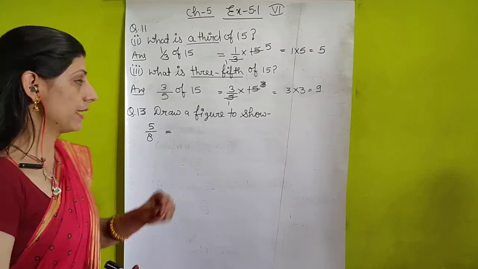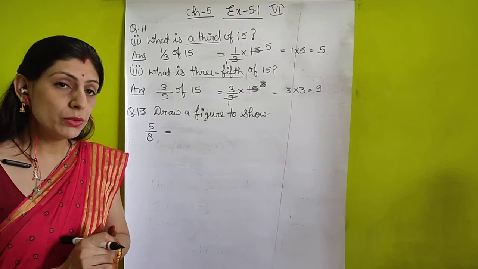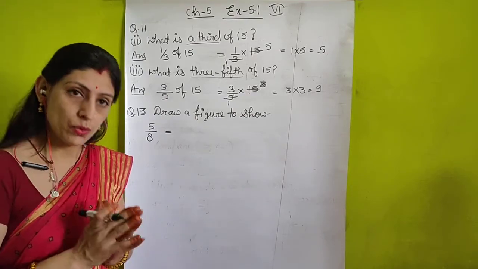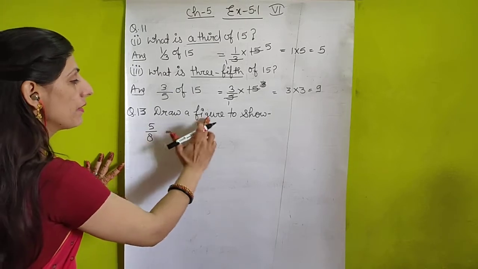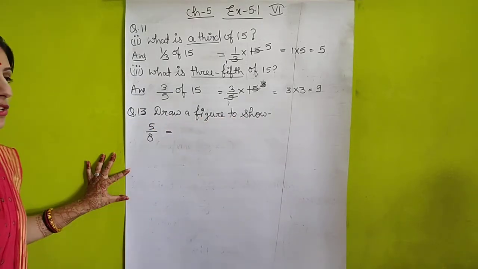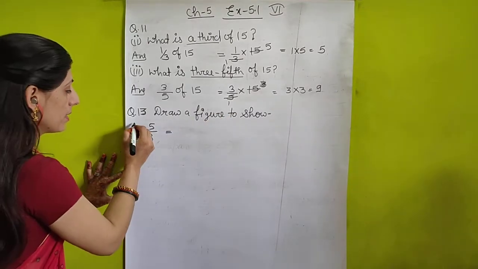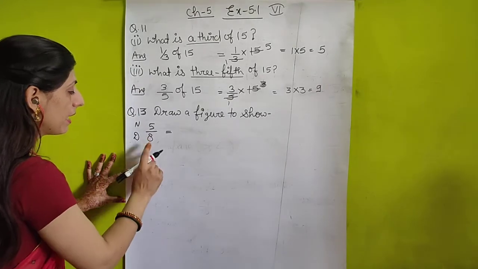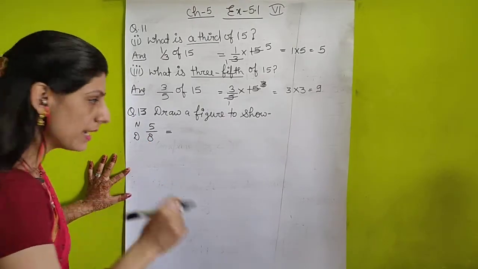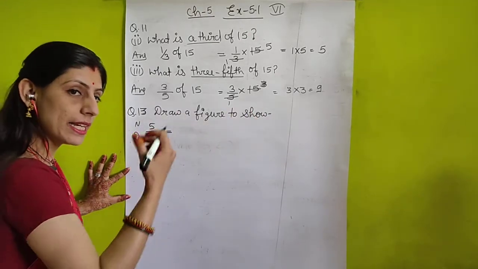In question number 13, draw a figure to show 5/8. Here, what will you do? You are to draw a figure, any figure of your choice. This 5/8 fraction you are to draw in a figure. As you know, students, this is the numerator and this is the denominator, and the denominator is 8. It means the total number of parts is 8. So here you can draw a circle, you can draw a rectangle, any of your choice.